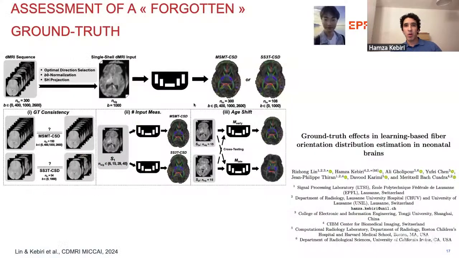There is also another work that I will not detail much here, but basically we try to use a kind of forgotten ground truth, the single fiber population tissue CSD, in the context of developing brains and deep learning estimation of FODs. This work was presented in Morocco at MICCAI. The idea was basically we found that this ground truth is quite robust, so it improves much more with the number of directions, and it's also more robust to domain shift. Okay, so this was the first project.